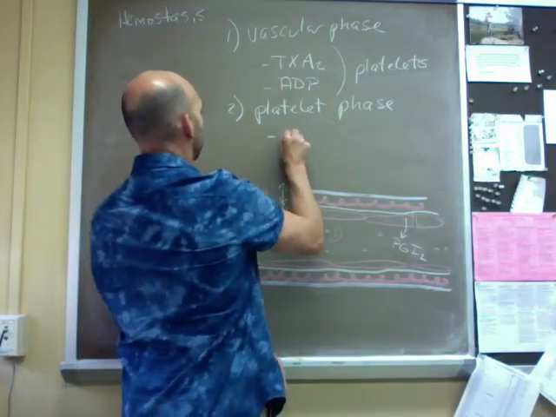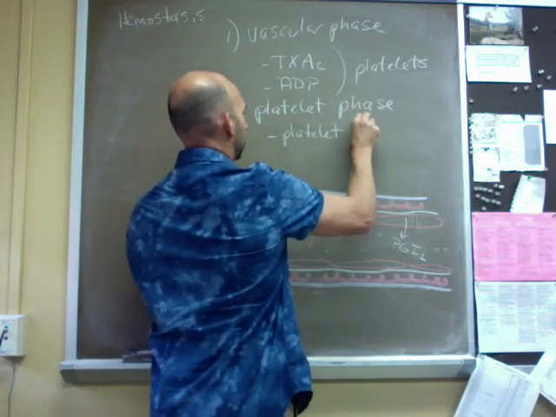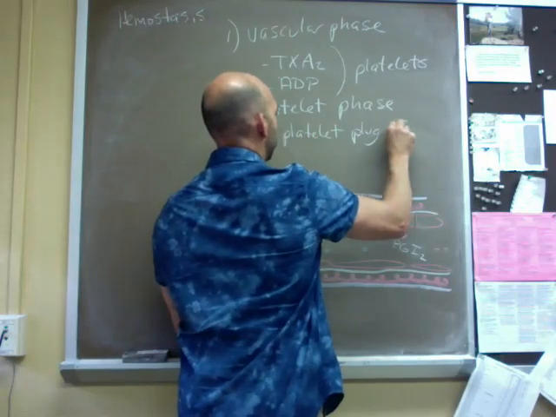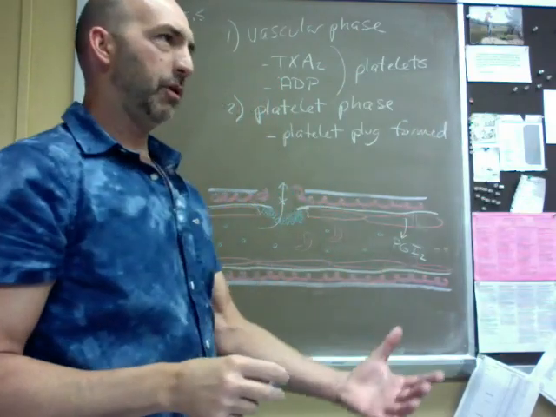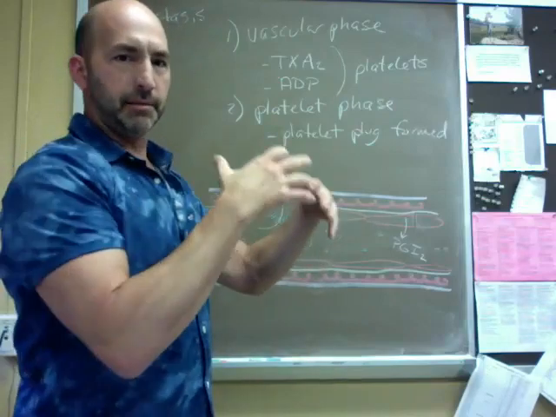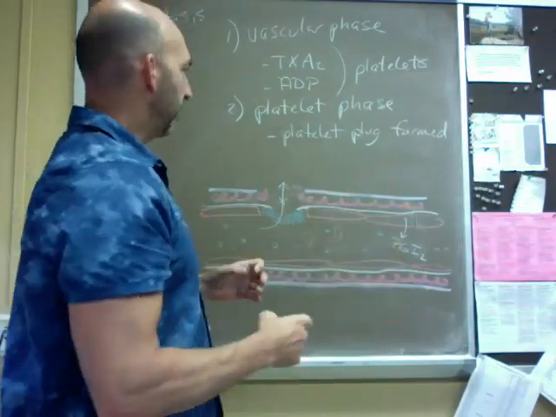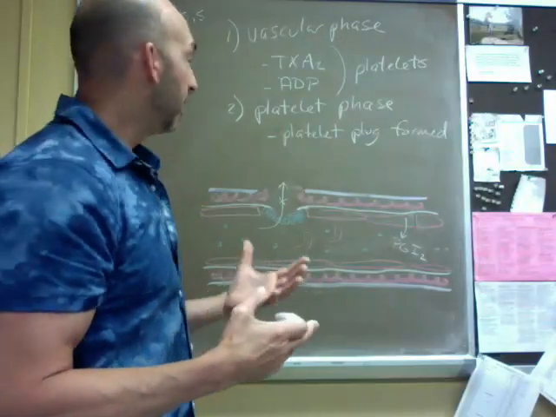Let's put in our platelet plug formed, right? Again, von Willebrand factor, linking the platelets to the collagen, stick, stick, stick, form a plug, right? We call that, it's also called a white clot, right? Because it really doesn't have any red blood cells stuck in it yet.